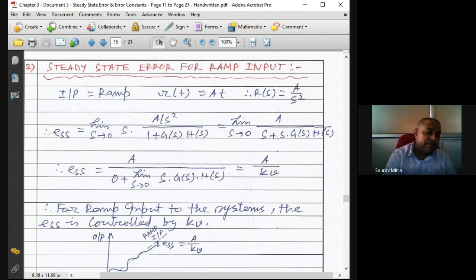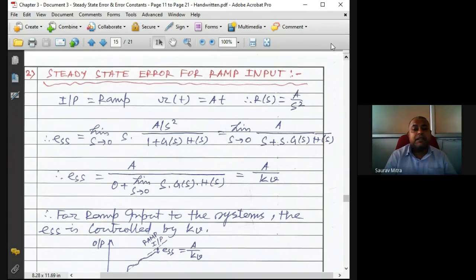A ramp having slope of 3 means capital A is equal to 3. How much will be the steady state error? In that case, it will be A divided by Kv. And how to find Kv? Limit s tends to 0 of s into G(s) into H(s). So that formula is given above.